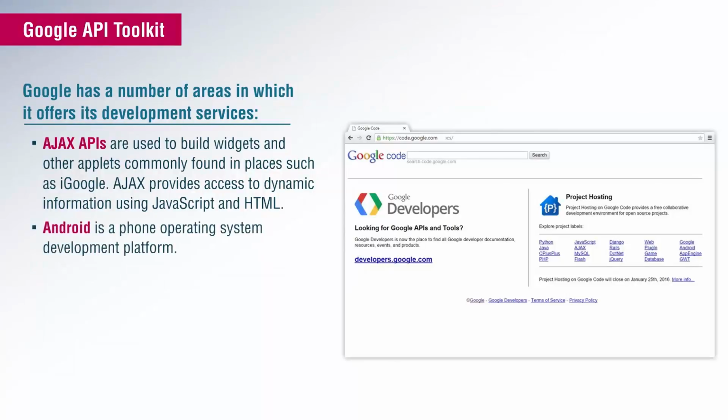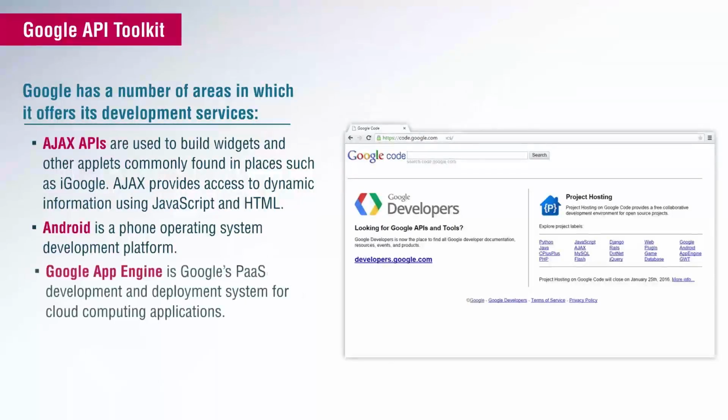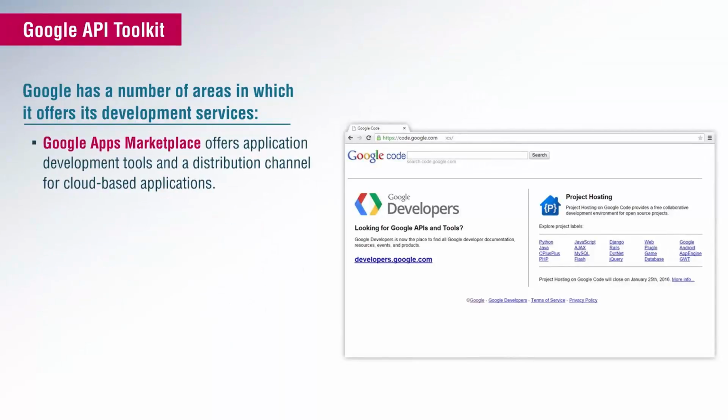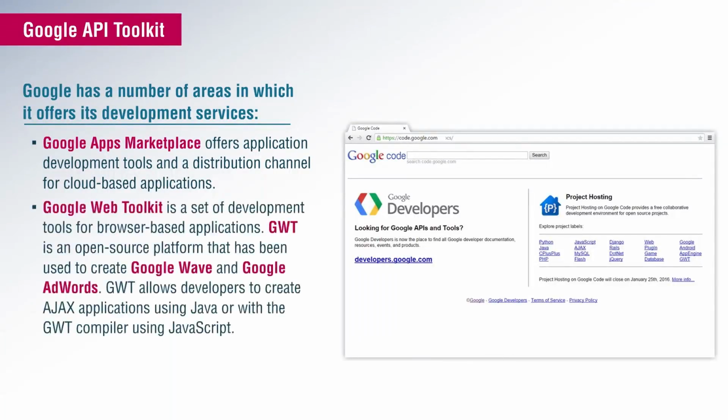Android is a phone operating system development platform. Google App Engine is Google's PaaS development and deployment system for cloud computing applications. Google Apps Marketplace offers application development tools and a distribution channel for cloud-based applications. Google Web Toolkit is a set of development tools for browser-based applications.